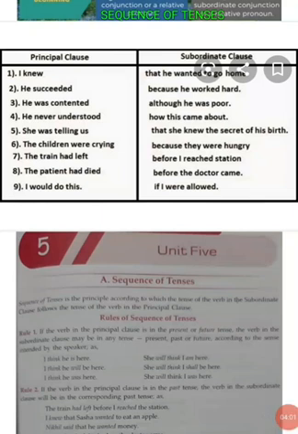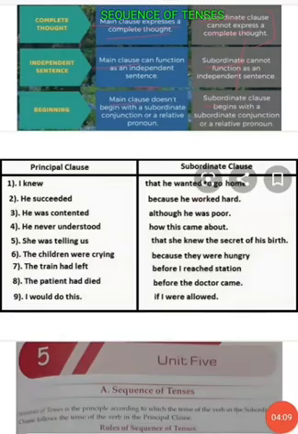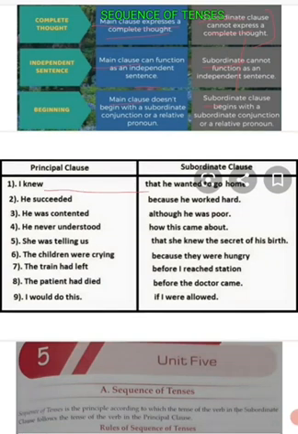Now here in this table you can see principal clauses. I knew. Now this is one complete sentence. I knew that he wanted to go home. So I knew is the principal clause or the main clause. That he wanted to go home is the subordinate clause. He succeeded because he worked hard. You can see it begins with because. He was contented although he was poor. So it begins with although.